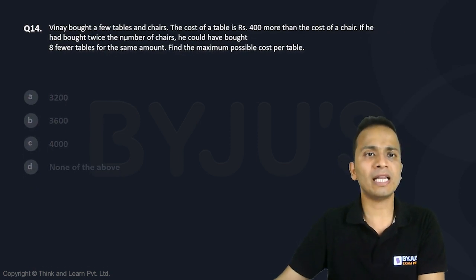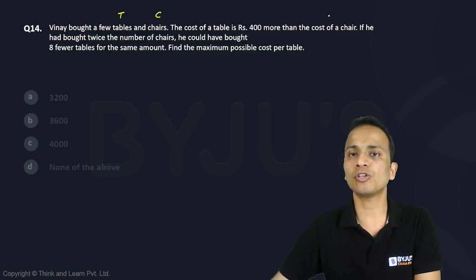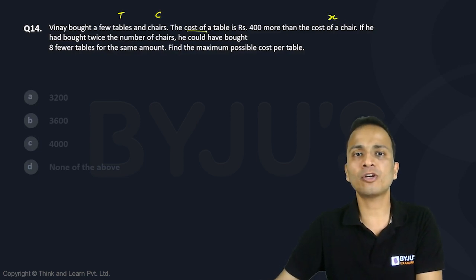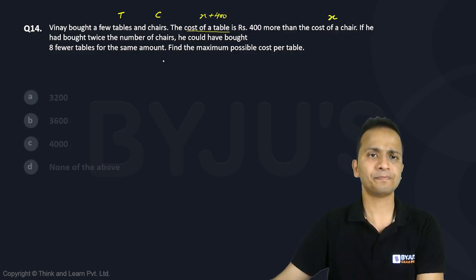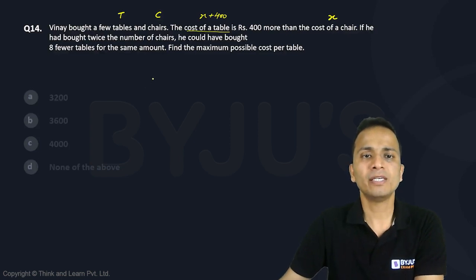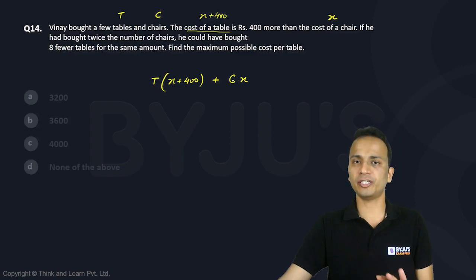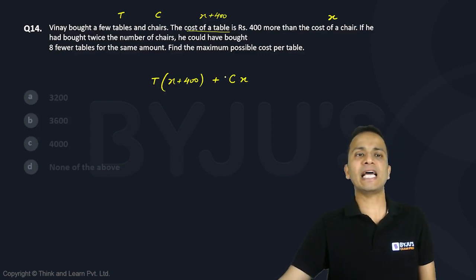So the first step is I'll assume the number of tables as T and the number of chairs as C. The cost of a table is 400 more than the cost of a chair. So if I assume the cost of a chair as X, then the cost of a table will be X plus 400. Okay. So the total money spent by Vinay will be the number of tables multiplied by the cost of each table plus the number of chairs multiplied by the cost of each chair, right? This is the first scenario.